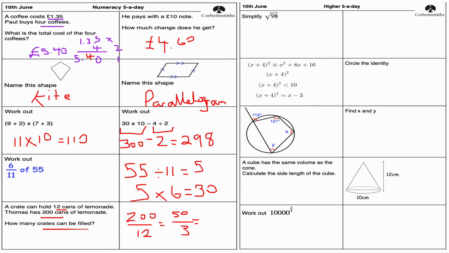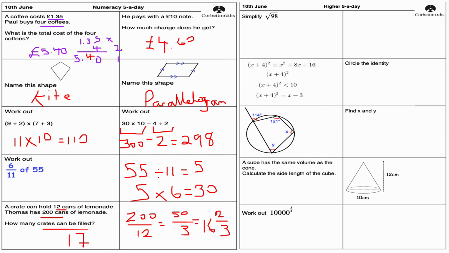So 14 is 42, 15 is 45, 16 is 48, so it's 16 and 2/3, but I can't have 2/3 of a crate, so I need 17. Okay, so how many can be filled? 17, because I'm assuming that I can't have a fraction of a crate.